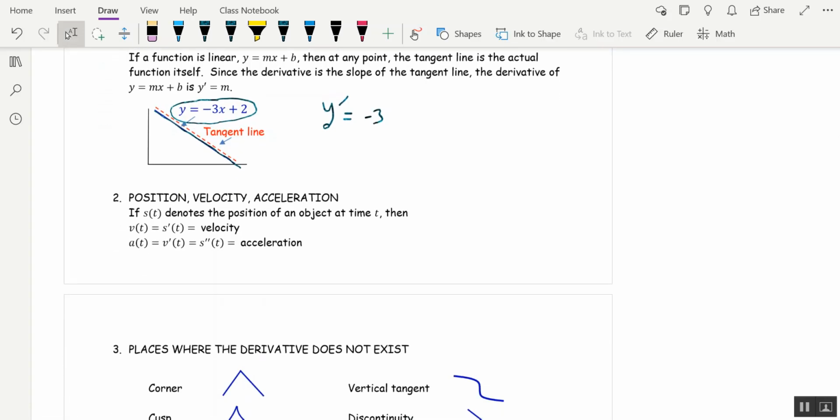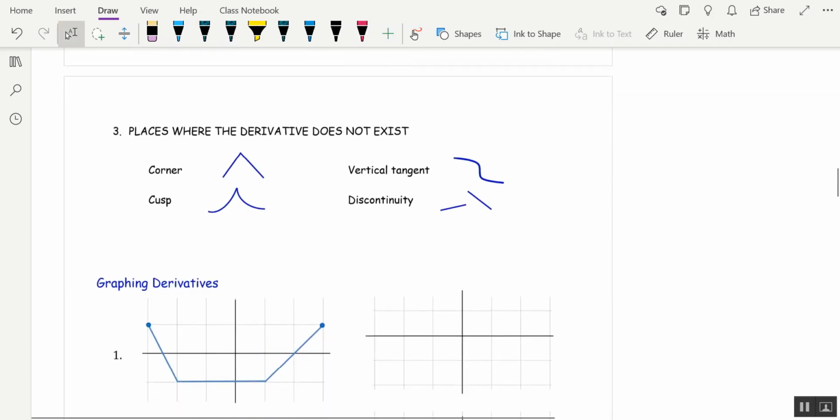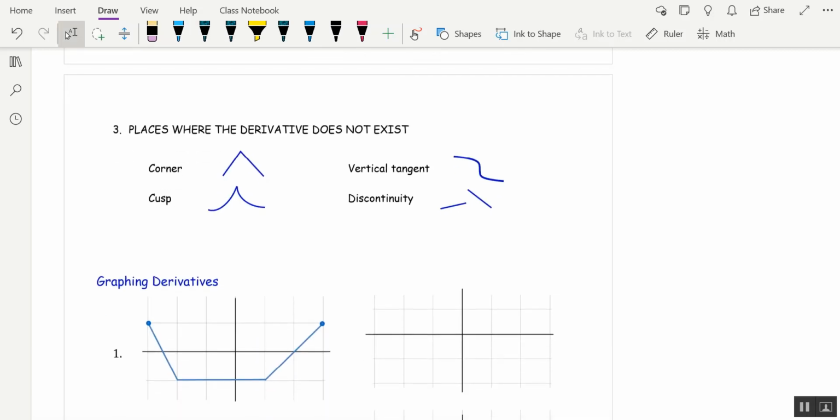Okay, if s is position, then the derivative of s with respect to t is called velocity. And if we take the derivative of velocity, we get the acceleration. Now, the derivative of velocity can also be thought of as the second derivative of position. And second derivative is denoted with 2 primes. And then third derivative would be 3 primes. More on that later.